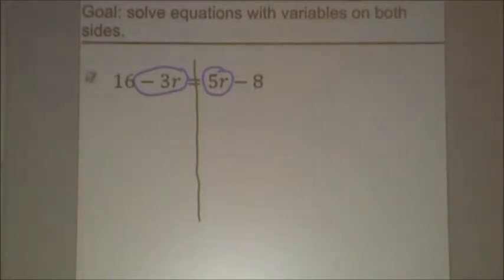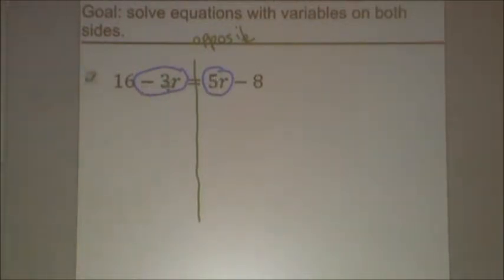So I either need to move my 5r's over here or my 3r's over there. And remember, in order to move them from one side to the other side, we have to do the opposite. So I can either plus 3r's to both sides or minus 5r's to both sides. I like to take the smaller one and bring it over to the larger one. So we're going to bring the smaller r over to the larger r.